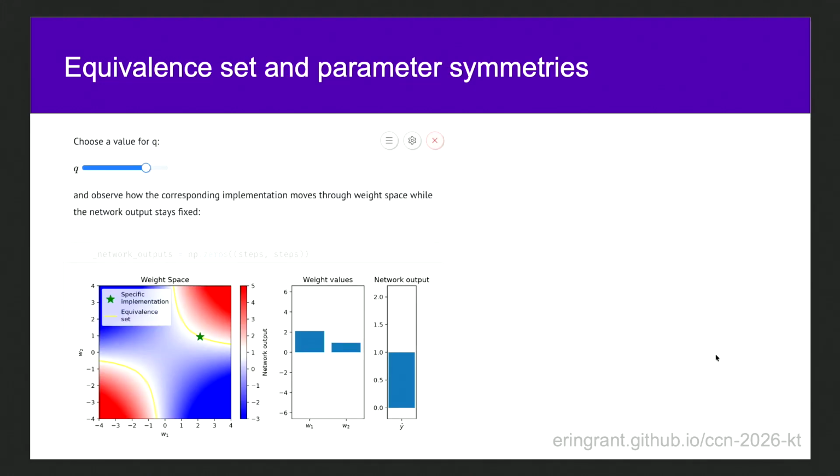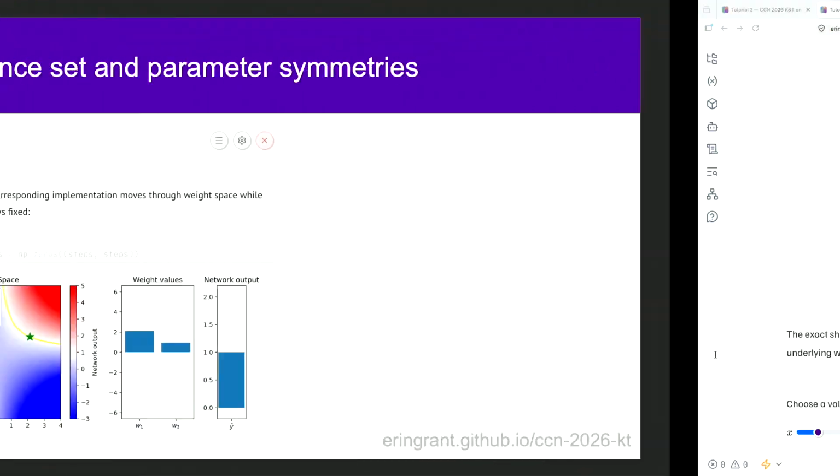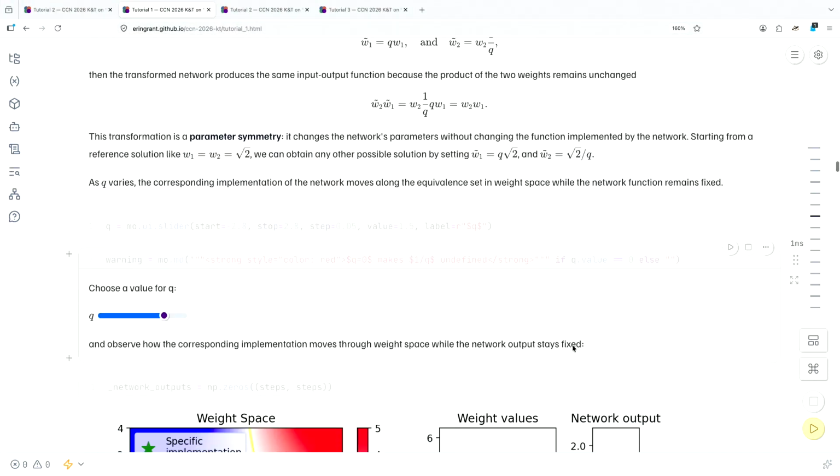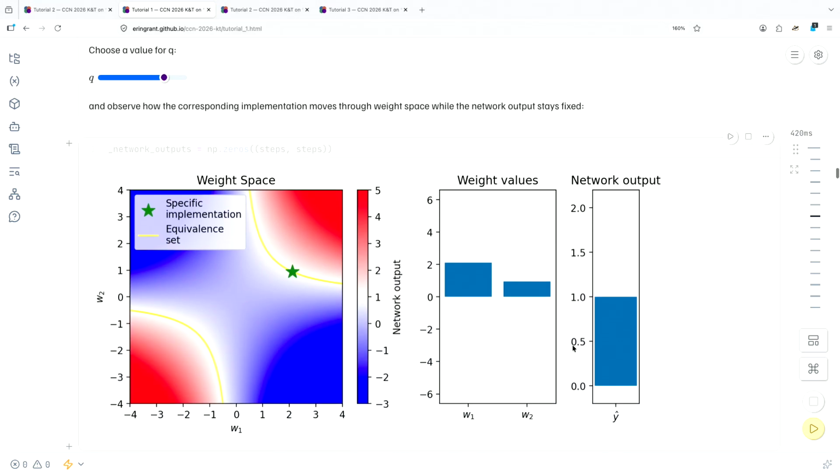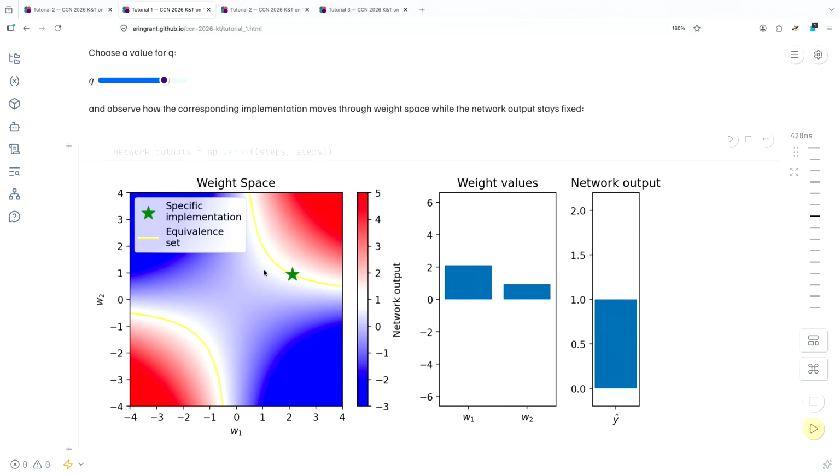And you can, again, in the notebook, go to the next interactive plot, where you can now choose a value of q. What I've plotted here is still the weight space. I've now highlighted in yellow the equivalent set, so this is all possible weight combinations that preserve exactly our input-output map. To the right of it, I have plotted the weight values and the network output. As you can see, as I'm changing q, we're changing our weight values, but the network output is not changing at all. And the green star shows one specific implementation, that one point in parameter space or weight space that we're choosing specifically.